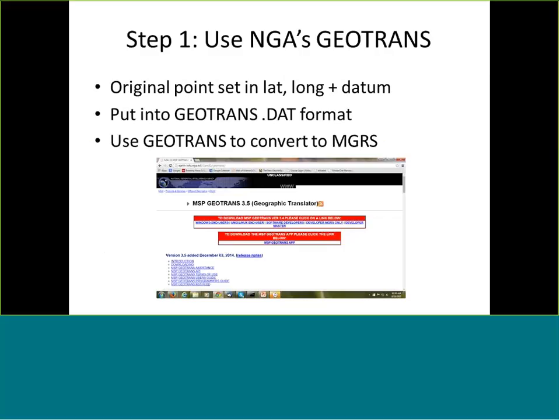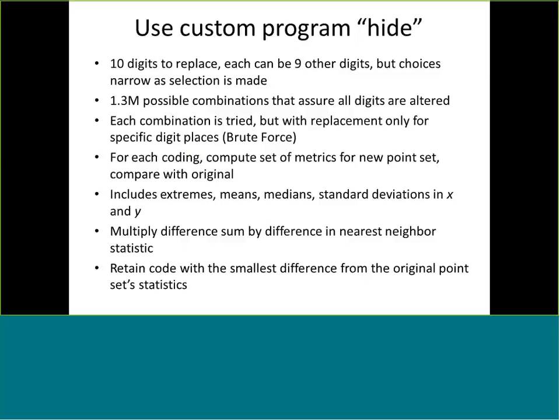So step 1 in the encoding process is to use GEOTRANS to take the original datum, which has latitude, longitude, and the datum. The datum is important because we're going to use GEOTRANS' .dat format. The converters for that are part of GEOTRANS. And we're going to convert the data to MGRS. If you want to see GEOTRANS in action, the website is there. It's under earthinfo.nga.mil/GandG/geotrans, or you could just Google it and find it that way.